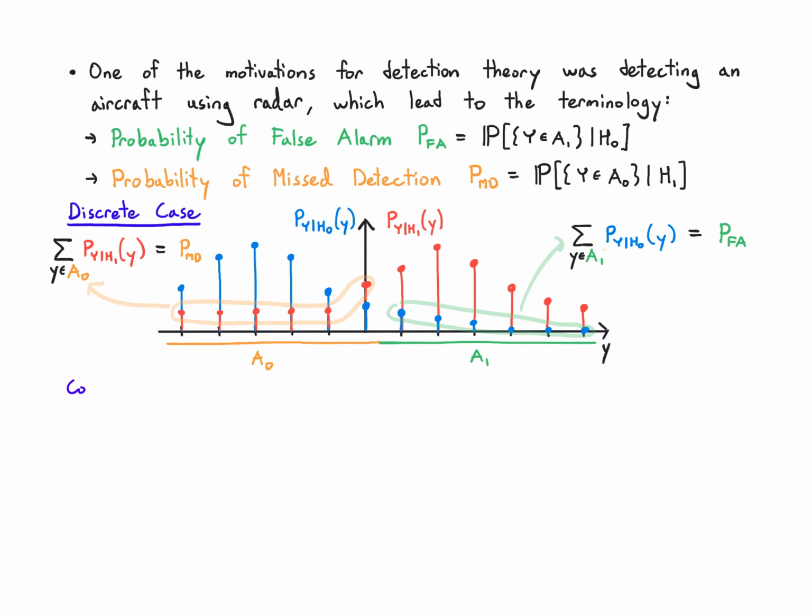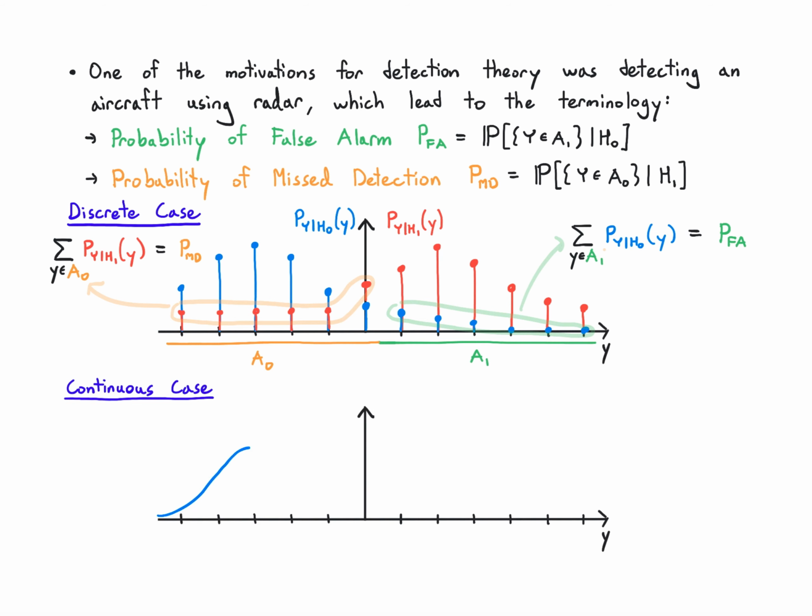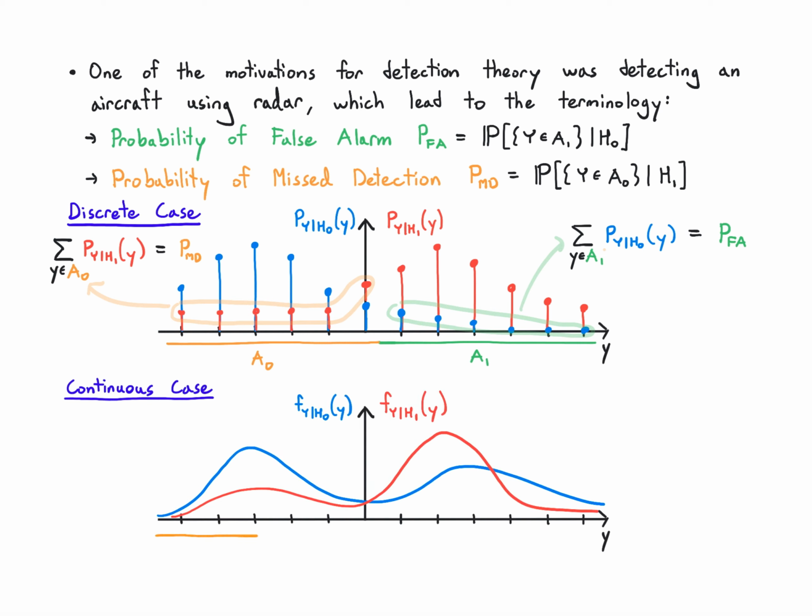Okay, let's do the continuous case as well. In the continuous case, these are just cartoons of what kind of distributions you might get. So I might get this blue distribution, and maybe I get this red distribution. The blue distribution is when H0 occurs, and the red distribution is when H1 occurs. So I'm drawing my A1 and A0 regions just arbitrarily, okay? Now when Y falls into the region A0, I'm declaring that H0 probably occurred, and so there I'm going to get my probability of misdetection, and A1 is where I think something did occur, so if I fall into that from blue, I get false alarm.